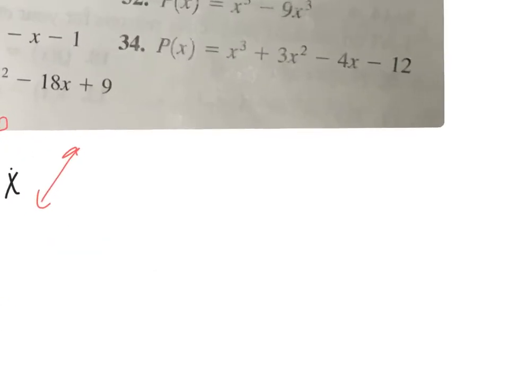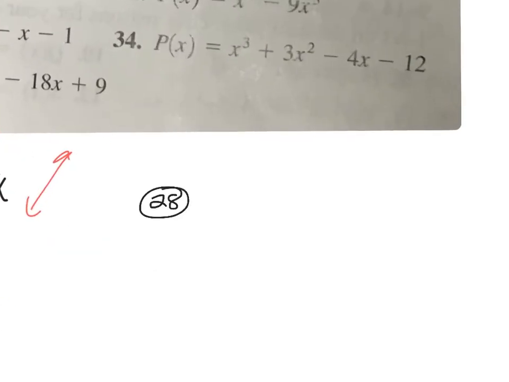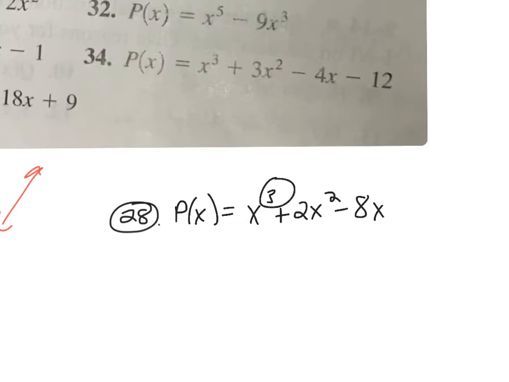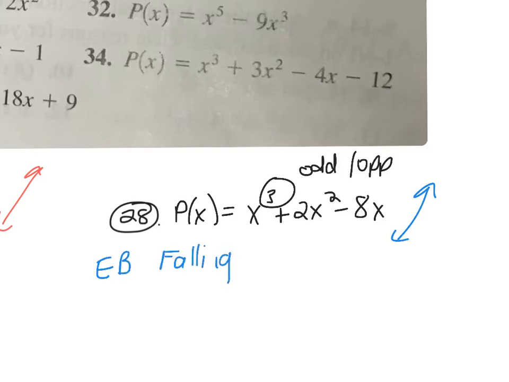So let's go to 28. Can somebody read 28 to me, please? P of x equals? Okay. Hold on. Let's do end behaviors first. Odd. Odd. I think opposite. Is it positive odd or negative odd? Positive. Positive. So it goes like this. What's my end behavior? Falling left. Perfect. Falling left, rising right.